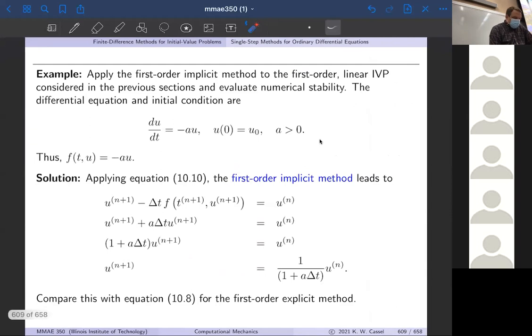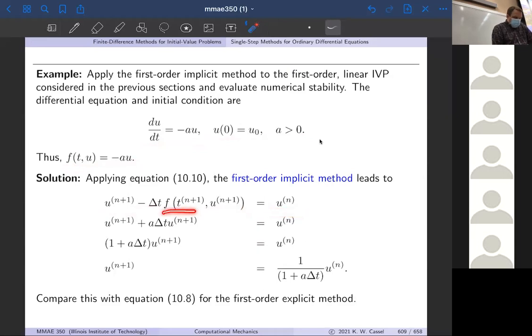Let's go back to that same example. So du/dt is minus a u, and u at t equals 0 is u0. Same example as before, a is going to be positive. So again, the f of t, u is minus a u. Everything is the same, same exact example. But now, using the first order implicit method, on the left I have u^(n+1) minus delta t f of t^(n+1), u^(n+1). And then the only known thing on the right-hand side is the u^n.